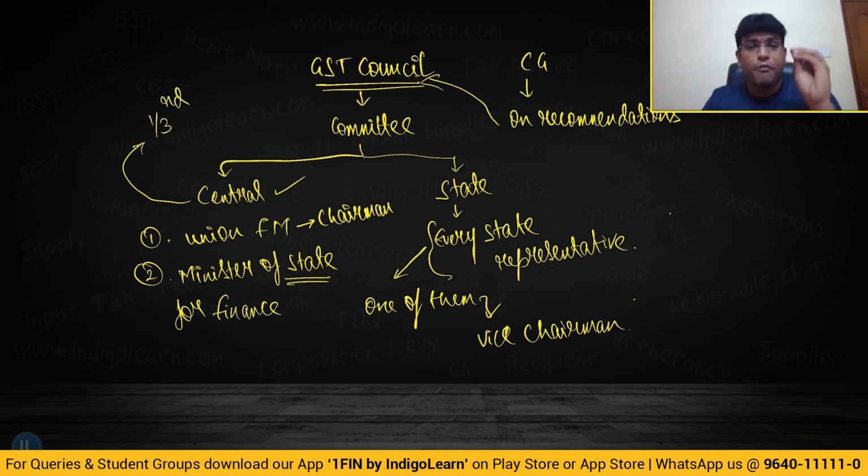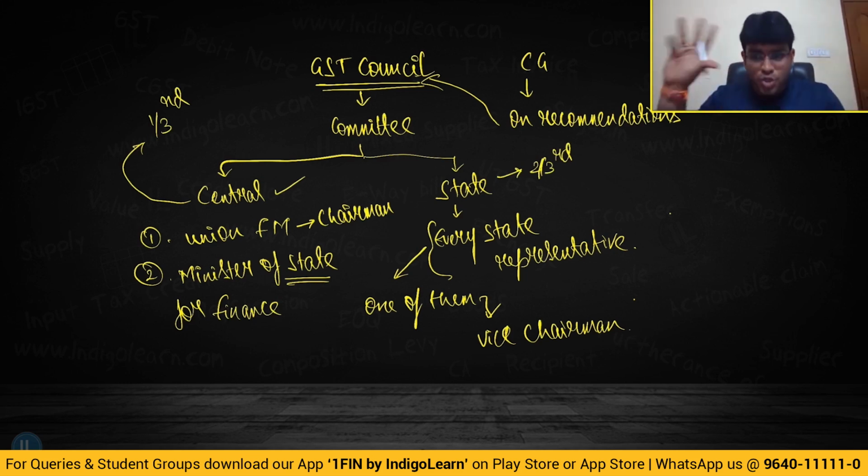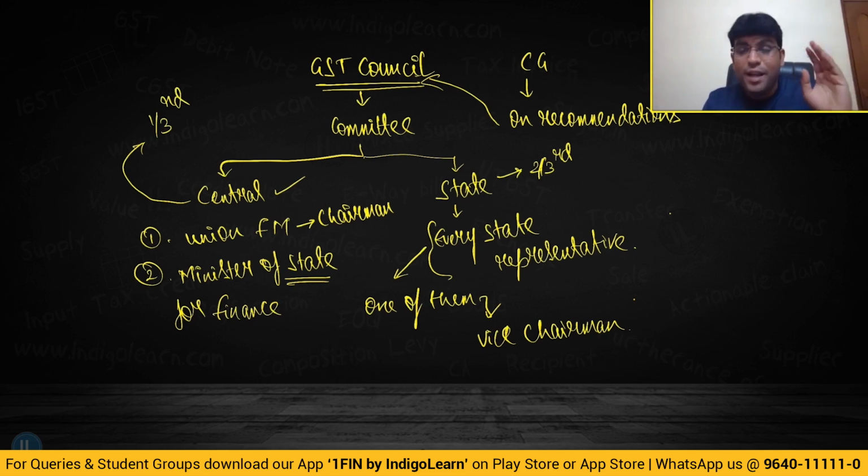Central has got a weight of 1/3. All states together have got a weight of 2/3. Central has got a weight of how much, sir? 1/3 weighted vote. And all states together, they have got 2/3 weighted votes. And to pass a resolution, there should be 3/4 majority. Such a beautiful way they drafted, guys.